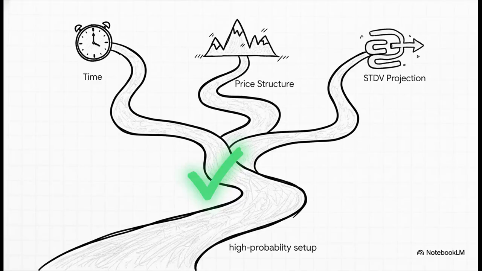Seriously, if you remember just one thing from all of this, let it be this. The strategy isn't just about the standard deviation tool. Its real secret sauce is confluence. It's that powerful moment when the right time of day, the right higher time frame price structure, and that precise STDV projection all line up. When those three things come together, that's when you have a truly high probability setup on your hands.